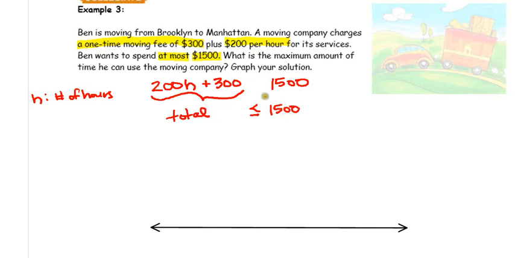Alright, so in that case, we know that the inequality sign we want to use is less than or equal to. So this $200 an hour plus $300 one-time fee has to be less than or equal to $1,500, because at most he doesn't want to spend anything over $1,500. If this is the case, we're just going to go ahead and solve this. Let's go ahead and do this here. We'll start by solving like we would by subtracting $300 from each side.